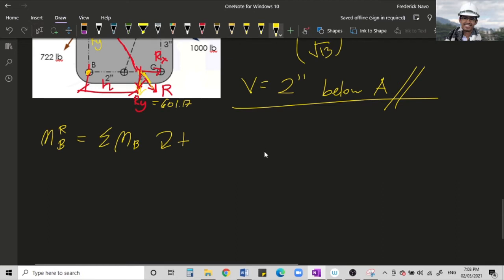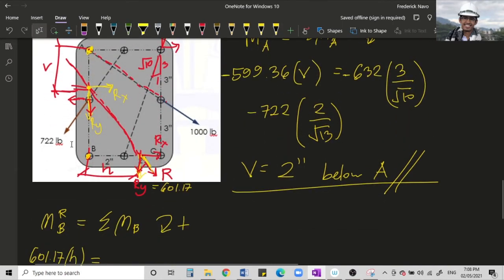So i-substitute na natin yung RY natin. So that will be RY 601.17. Moment doon sa at point B. So that is clockwise, kaya positive to, no? So RY times H is equal to summation of forces at point B.